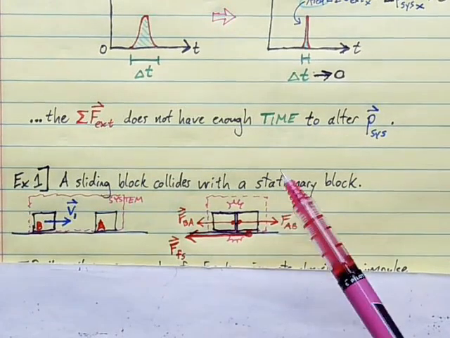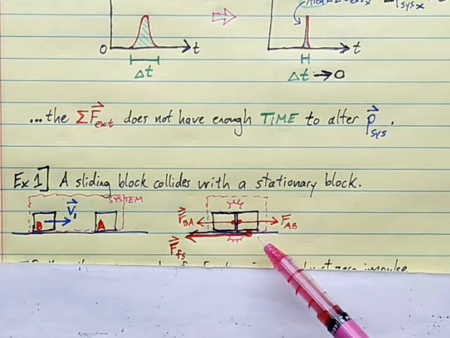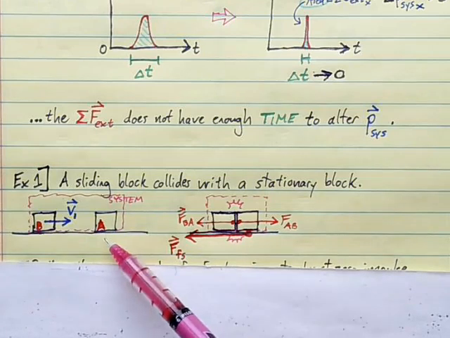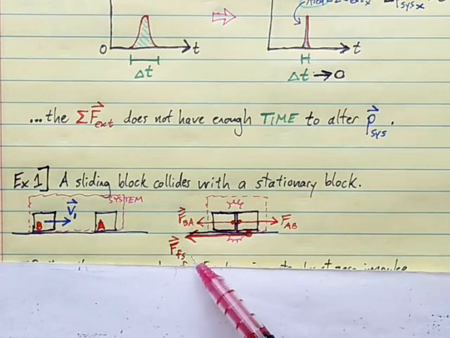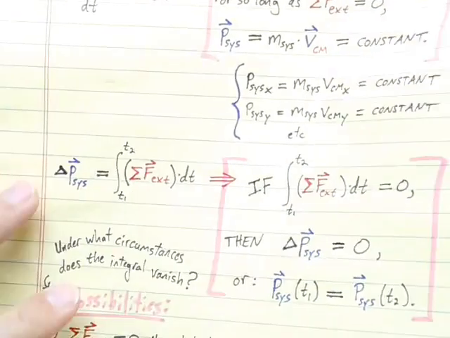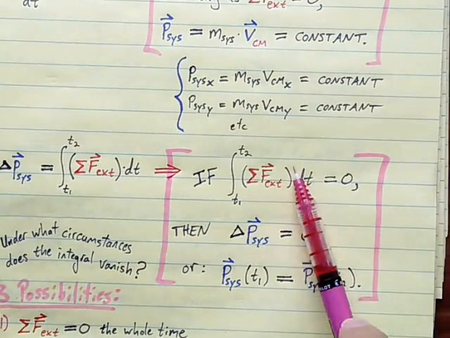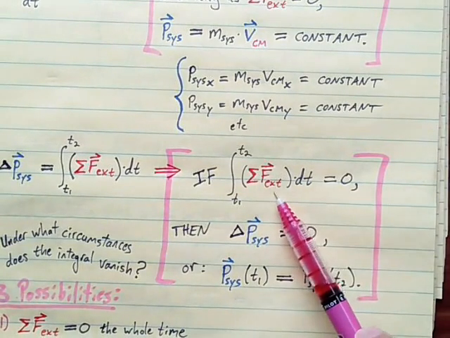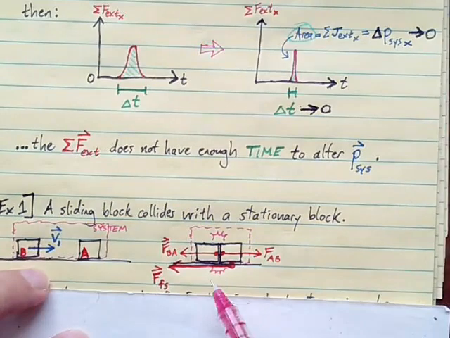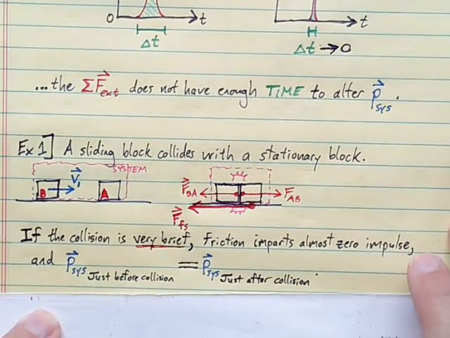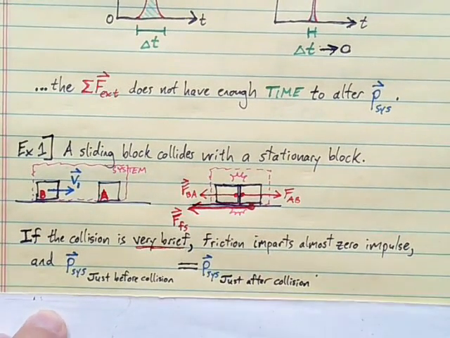But suppose there was an external force present here in the x direction, namely friction, static friction between block A and the surface. That would be considered an external force if the surface was not inside our system. And so friction acting as an external force here could potentially change the momentum of our system during that collision. But if the collision is very brief, if the blocks are only hitting each other for a fraction of a second, friction would impart almost 0 impulse.